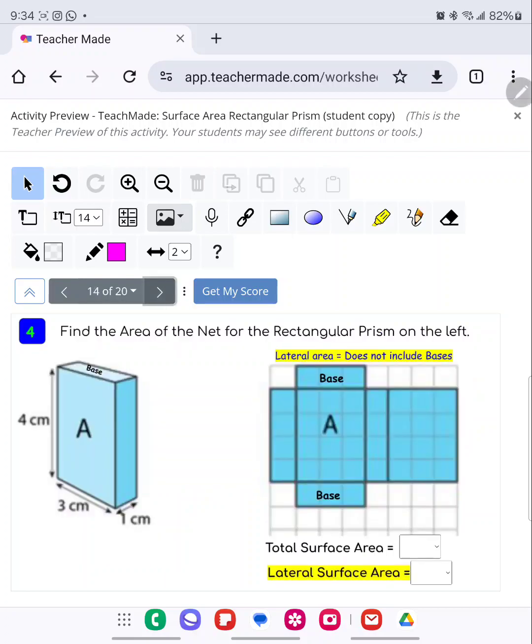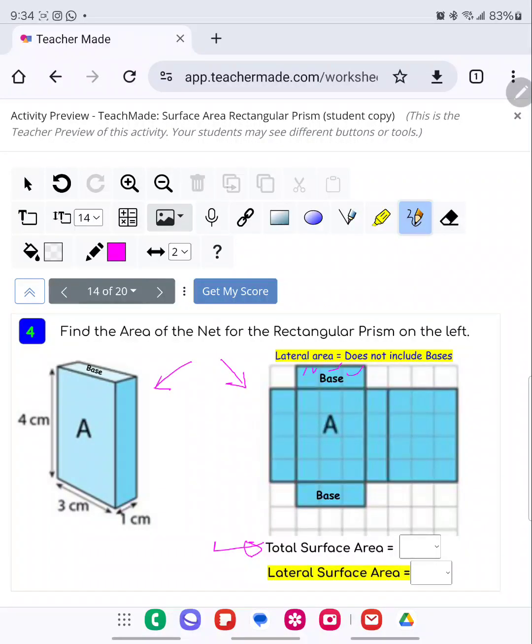All right, so in this section right here, it says find the area of the net for the rectangular prism on the left. So over here on the left side is the 3D figure. Over here on the right side is the net. So let's go ahead and find out what is the total surface area. So that means that you're going to count all the blue little squares. So let's go ahead and count it.